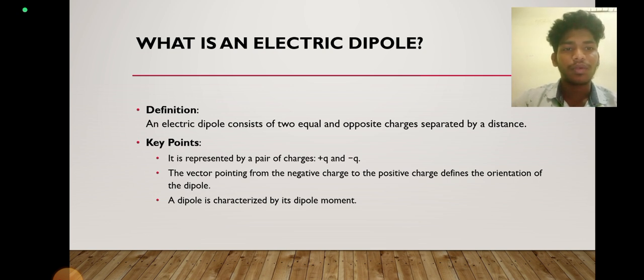It is a vector pointing from the negative charge to the positive charge. It defines the orientation of the dipole. When we place a vector from the negative to the positive charge, it defines the orientation of the dipole. The dipole is characterized by its dipole moment.